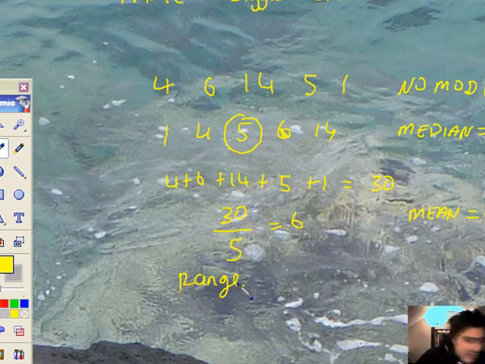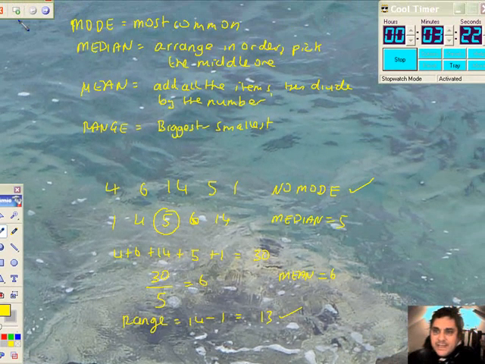Finally, we'd work out the range. Biggest take away smallest. Again, there's no storyline here, it's just raw numbers. The biggest is 14. Take away the smallest, which is 1, gives a range of 13. Alright, dead easy, isn't it?